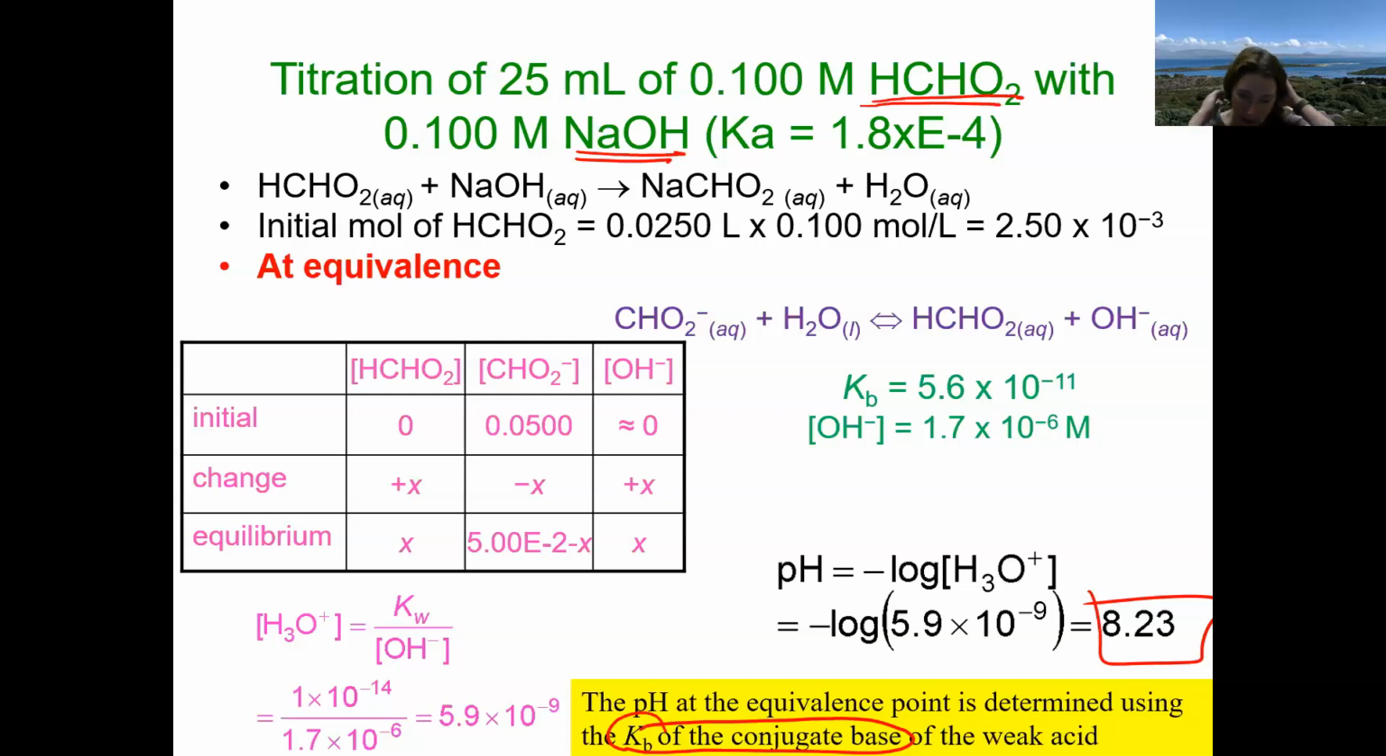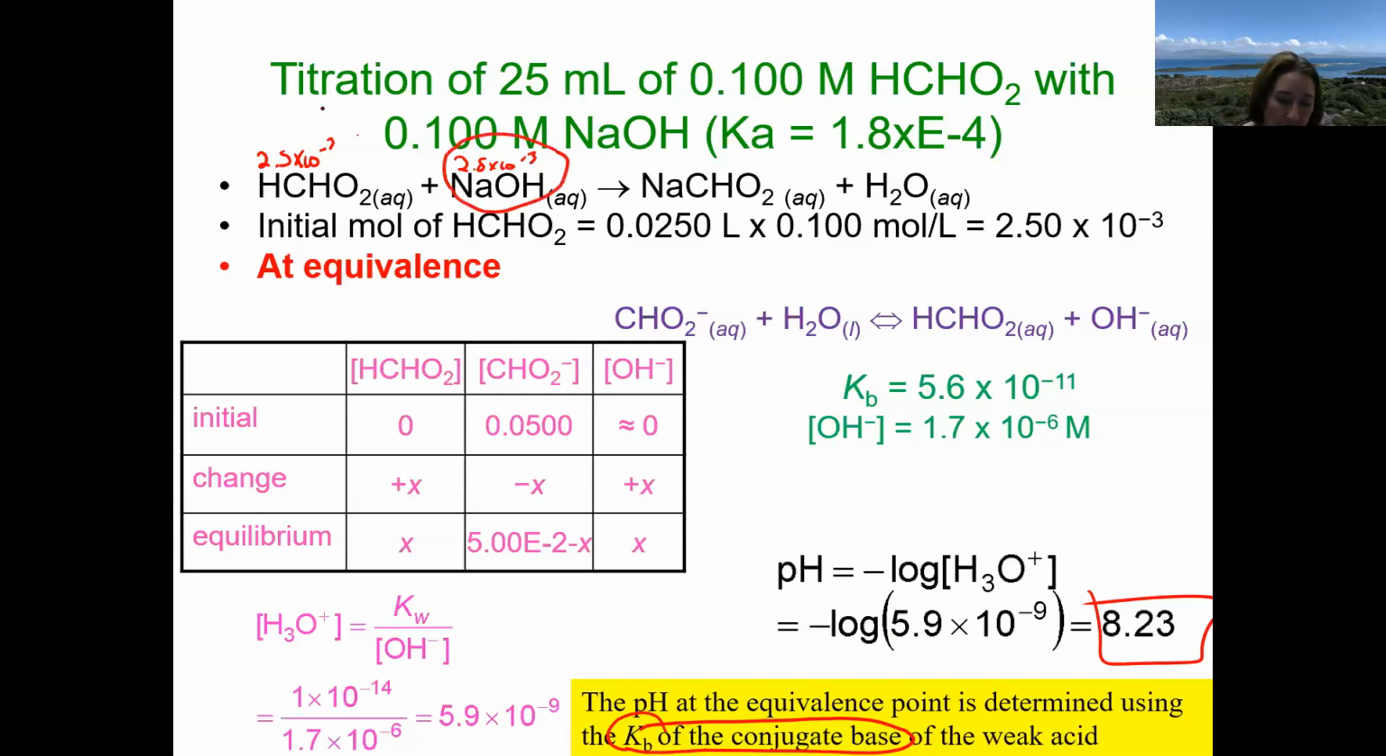Yes, Elizabeth had a great question. I'm going to do this again. So I had 25 milliliters of this, and I had 25 milliliters of this, right? All of this reacted with all of this, or I should really not do it with milliliters. I should do it with moles. 2.5 times 10 to the negative 3 moles of this, 2.5 times 10 to the negative 3 moles of this, right? So at the equivalence point, the moles of acid equals the moles of base. So that's how we know what our equivalence point is.